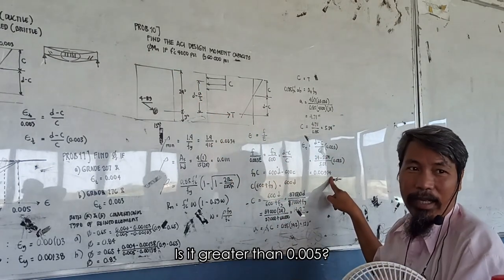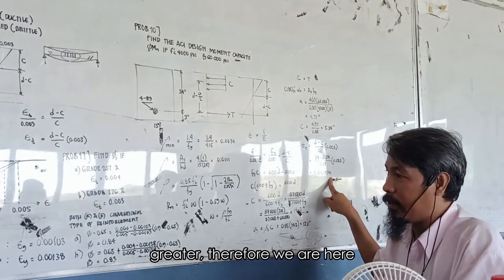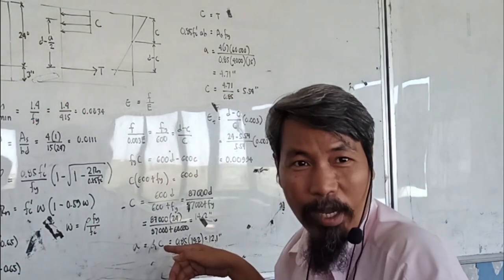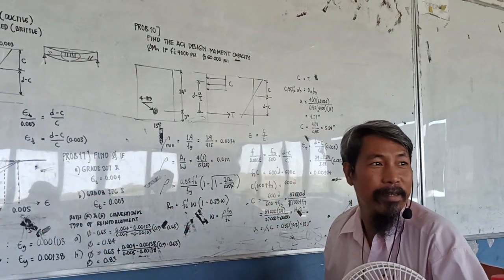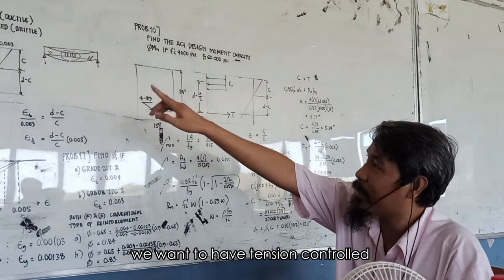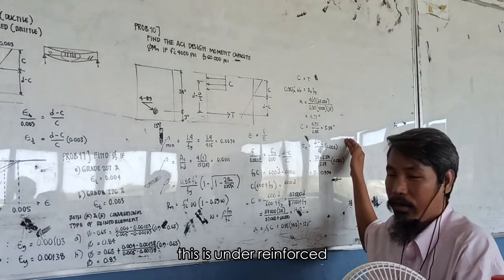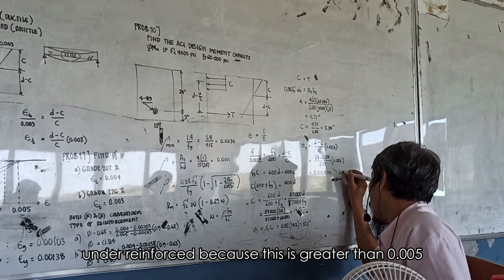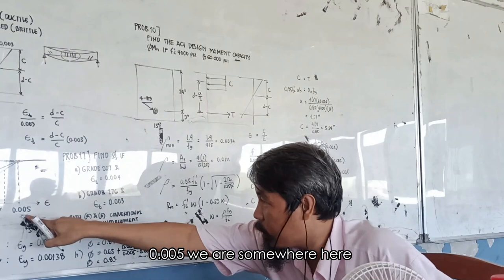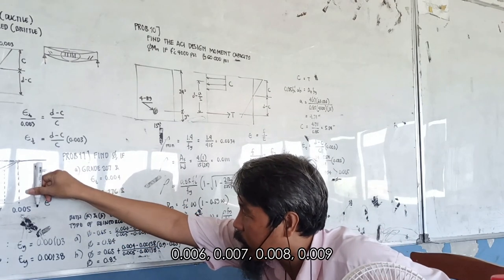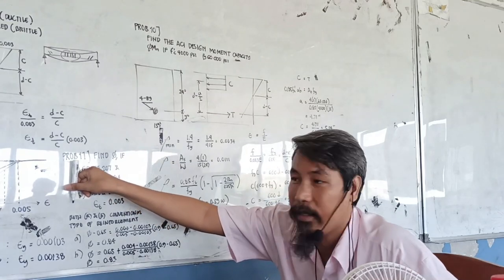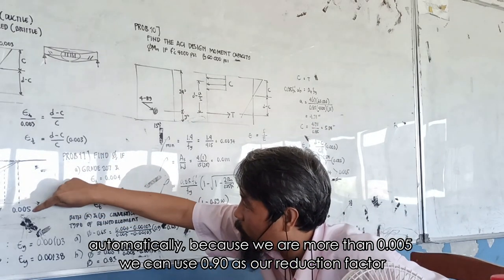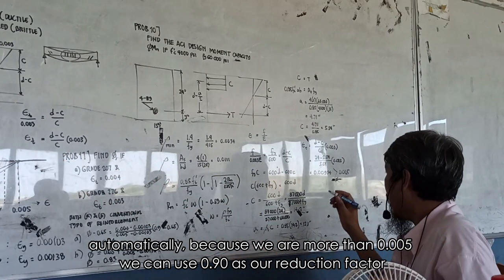What is this? Is it greater than 0.005? Yes, greater. Therefore, we are here. That's why we want to use this one. Unlike this one. We use this one, we are there. Right? So, we want to have tension control. This is under-reinforced. This is over-reinforced. We want to use this one. Under-reinforced because this is greater than 0.005. Take note, 0.005. So we are somewhere here. 0.006, 0.007, 0.008, 0.009. Okay? And therefore, we can use 0.9. Right? Automatically, because we are more than 0.005, we can use 0.9 as our reduction factor.